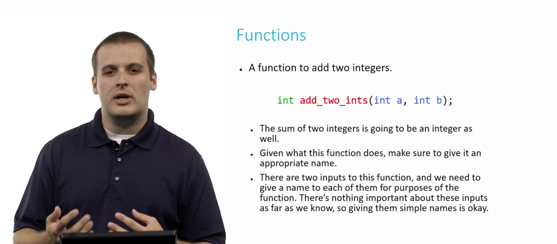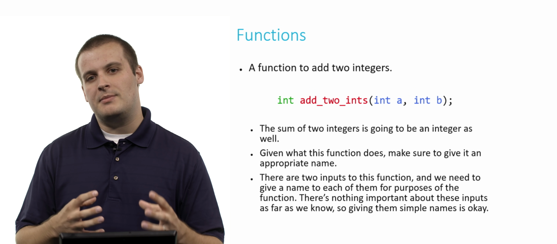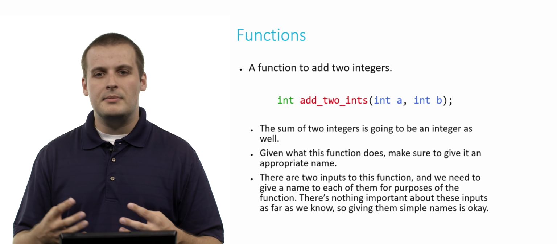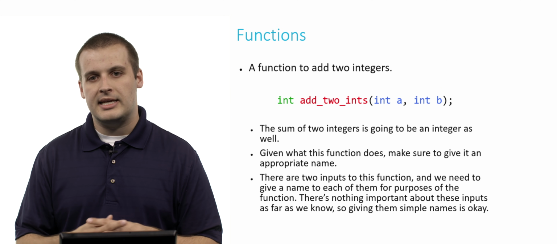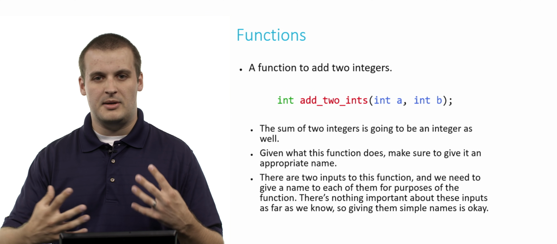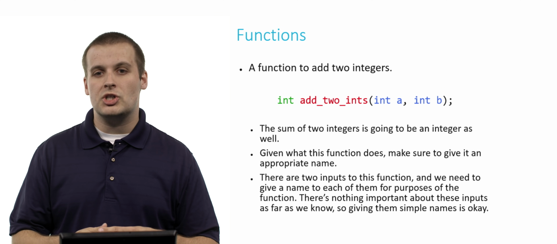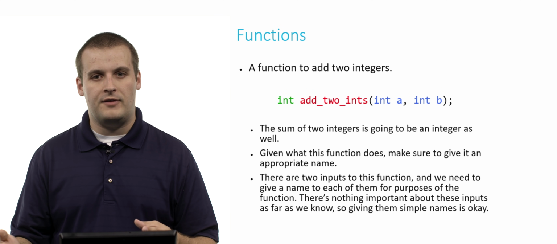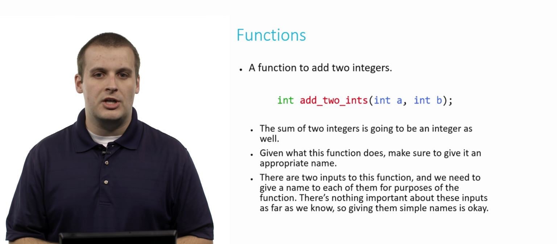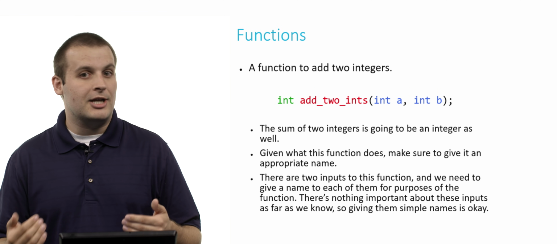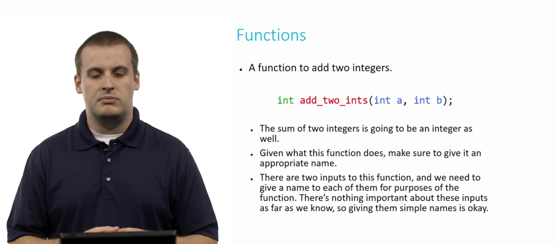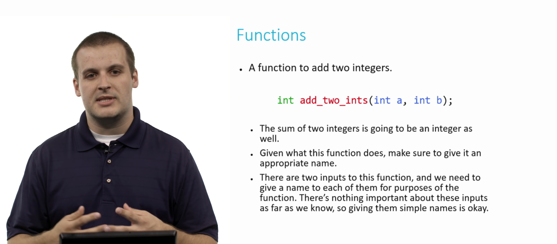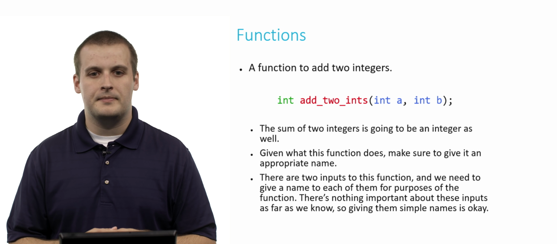Now, we generally want to give a name to each of them so that they can be used within the function. The names aren't terribly important in this case. We don't necessarily have any meaning attached to them. So we can just call them A and B. That's totally fine. If, however, you find yourself in a situation where the names of the variables might actually be important, you might want to call them something other than A and B to give them something more symbolically meaningful.